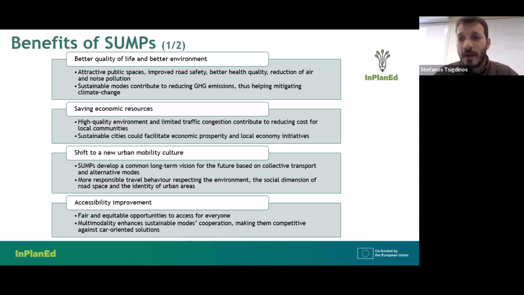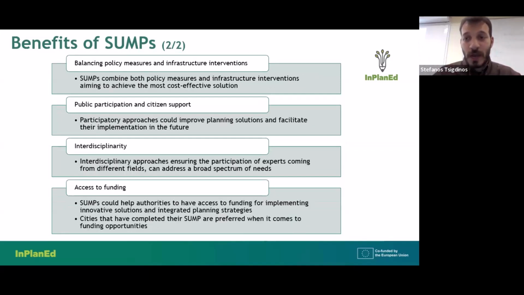And also, it's like a vessel, a driver for a new urban mobility culture, when we develop another vision, different from the conventional one, a more human-oriented vision where we respect people and their mobility needs. As we see, the users are many, so we have to respect them through these processes. We improve accessibility. It's also very important when we strive for fair and equitable opportunities for everyone, and we do not narrow the benefits to one group.